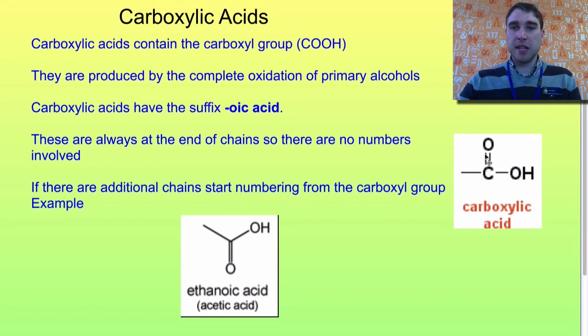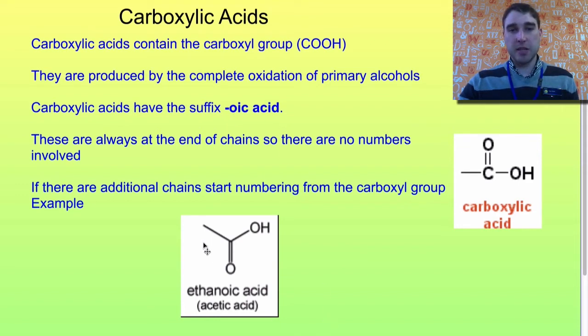There's a carbon that has a double bond to an oxygen atom and then an OH group that's attached to the carbon. The reason why it's an acid is because this hydrogen atom can break off and protonate a water molecule to make hydronium ions, and that's why it's an acid, so it loses that H. The suffix at the end is oic acid. They're always at the end of chains, so we don't need to number these. So you use your parent carbon chain, you put oic acid at the end.